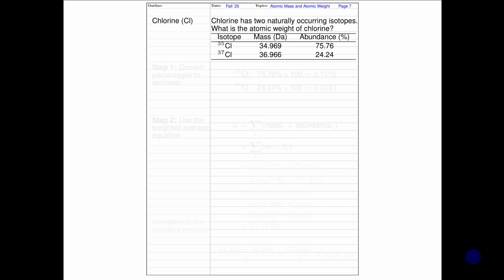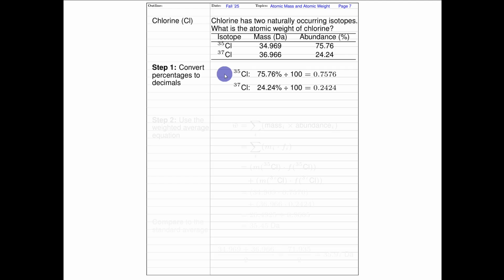Now say we're given the following question. Chlorine has two naturally occurring isotopes. What is the atomic weight of chlorine? Again, the first thing that we do is take note of the information we've been given. We've been given the two isotopes, chlorine-37 and chlorine-35, and their atomic masses respectively, as well as their percent abundance. First thing that we're going to do is convert the percentages to decimals.